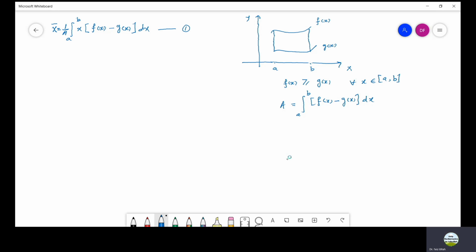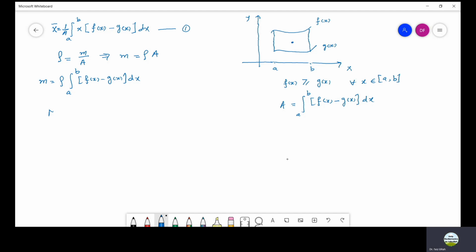To find the density, we know that density rho is equal to mass per unit area, and from this we get that mass is equal to rho into A. And if we put the value of A, we have m is equal to rho times the integration from a to b of f of x minus g of x into dx.